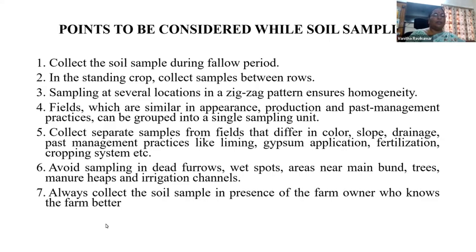In a standing crop, you can collect the sample between the rows. Nutrients and pesticides are placed in the root areas, nearby the plants. Between the rows there are no pesticide or fertilizer residues, so you can collect there. In sampling, use a zigzag manner across fields of similar appearance, that means similar soil profile and color. For different appearance, go for another sampling.